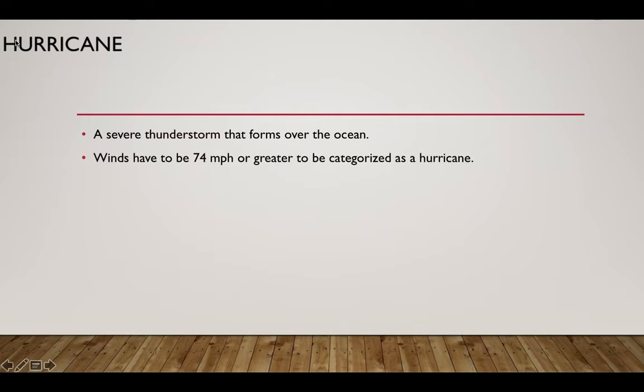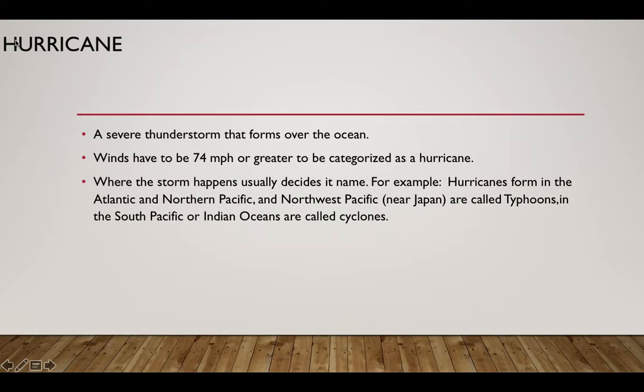Hurricanes. A severe thunderstorm that forms over the ocean. Winds have to be 74 miles per hour or greater to be categorized as a hurricane. Where the storm happens usually decides its name.